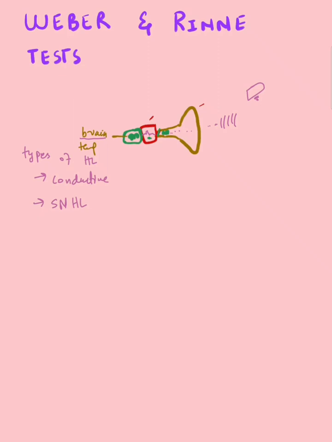So now let's talk about how we are going to clinically know if the patient is suffering from a conductive hearing loss or a sensorineural hearing loss. For that we have two tests. First is the Weber test, and the second is the Rinne test. So let's talk about them. This is the patient here.